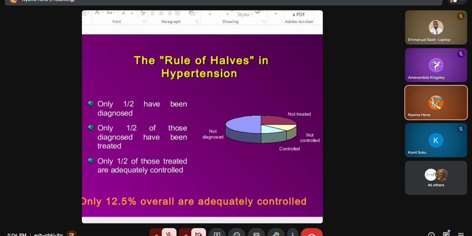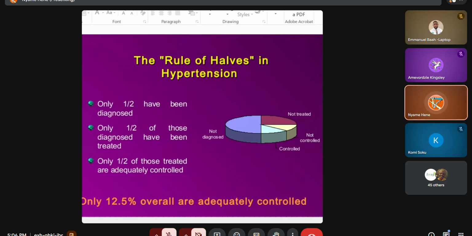The rule of half says that only half of the hypertensive people in the world have been diagnosed. The other half have not even visited a hospital and are living with the condition. Then out of those diagnosed, only half have been treated. You understand? And out of those who have been treated, only half are adequately controlled.